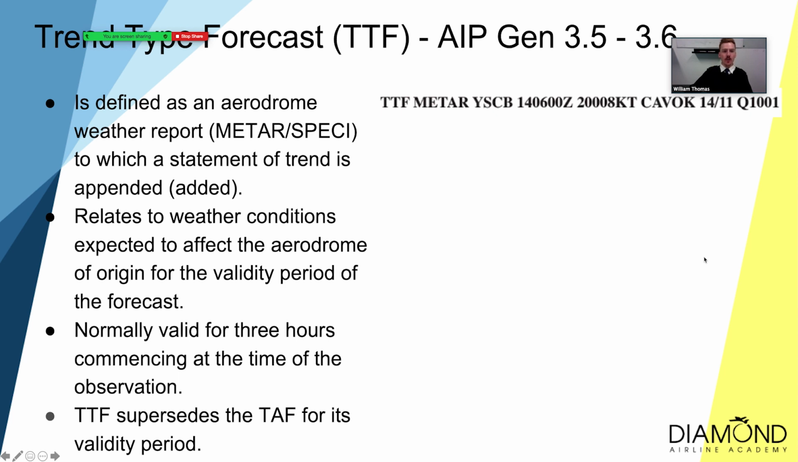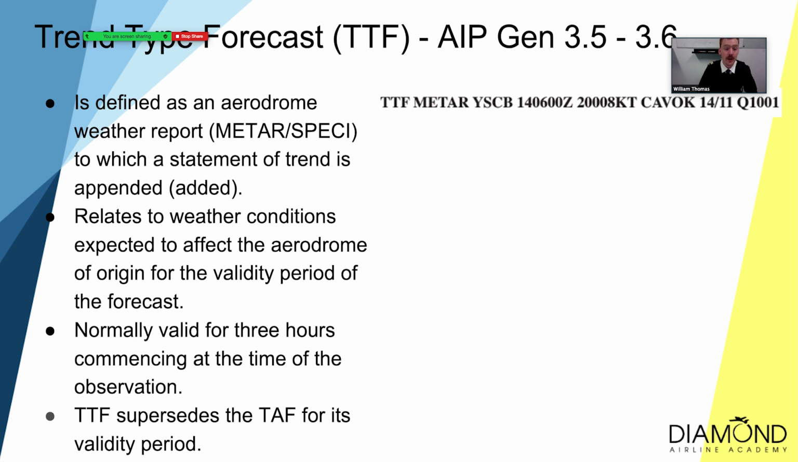All right, trend type forecast. An aerodrome weather report to which a statement of trend is added. So it starts off as a report, and then a meteorologist gives us a trend of what the weather is expected to do. So it relates to weather conditions expected to affect the aerodrome of origin for a particular period of validity.